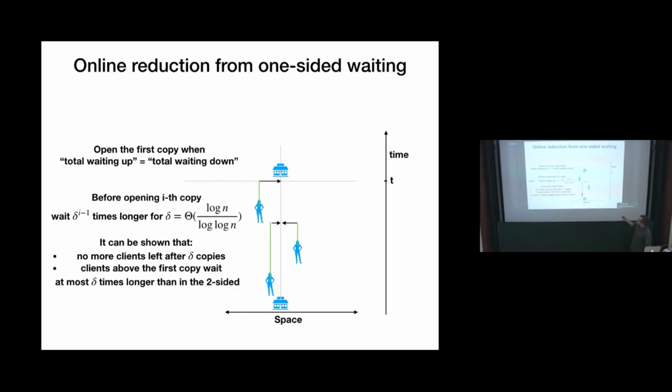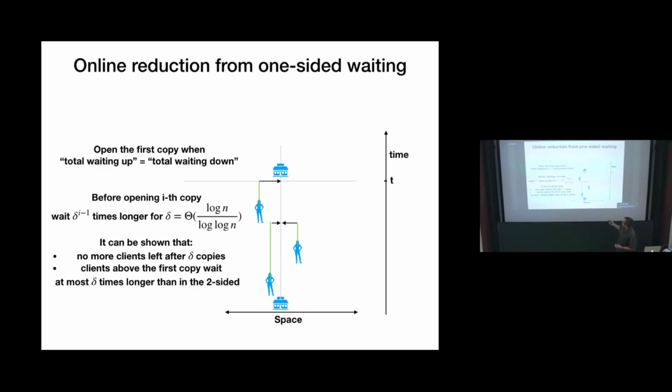The first copy you open at the moment when the total weighting up of these clients that come between the first and second copy equals the total weighting down of these clients in the simulated two-sided variable. There will be such a moment. This total weighting up will be continuously growing, and this total weighting down will also be growing in steps, but there will be a moment when these two quantities are equal, and that's a good enough moment to open the second copy.